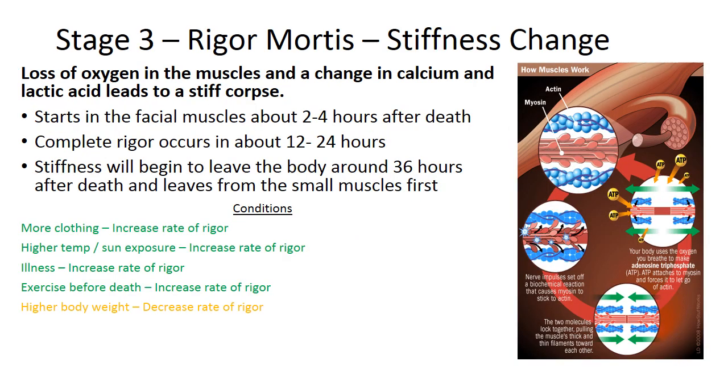Stage 3 is rigor mortis. So I feel like rigor mortis is one of these things that's kind of entered the collective consciousness, right? Basically what happens is a loss of oxygen in the muscles and changes in calcium and lactic acids make the muscles tense up and the corpse stiffens. It starts in your facial muscles 2 to 3 hours after death. Complete rigor mortis occurs in about 12 to 24 hours. So, in about a weekend at Bernie's.